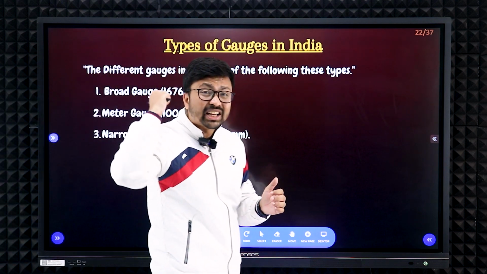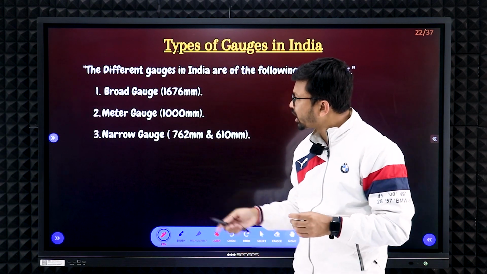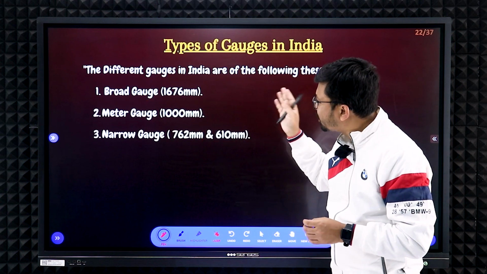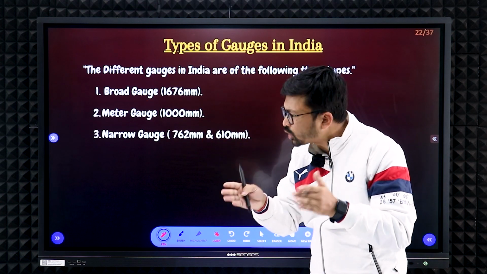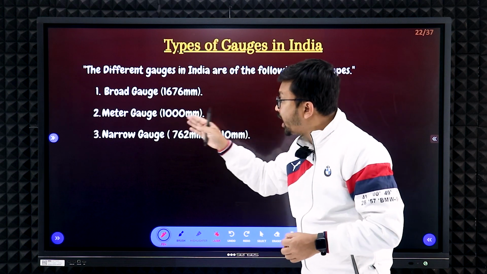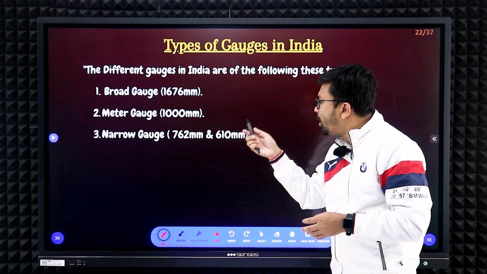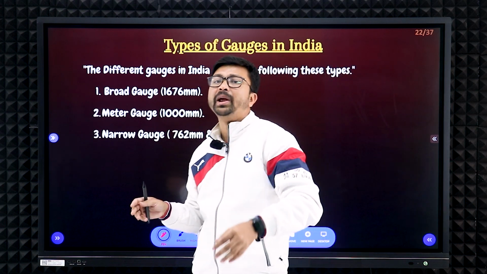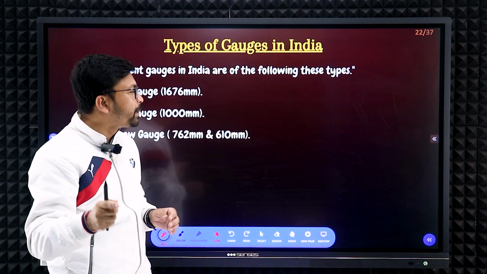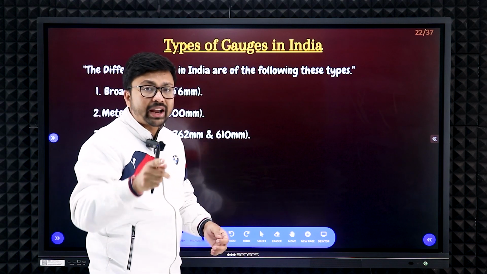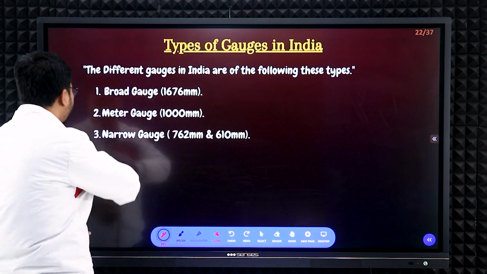So what will be the distance? Mark it. That is also very, very important. Broad gauge, the gap between the two lines, will be 1676 millimeters. Meter gauge, the gap will be about 1 meter. And the narrow gauge, the gap will be 762 millimeters to 610 millimeters, right? Those gauges are very important and very commonly asked questions. Please remember those data, right? It will help you get good marks in your exam.